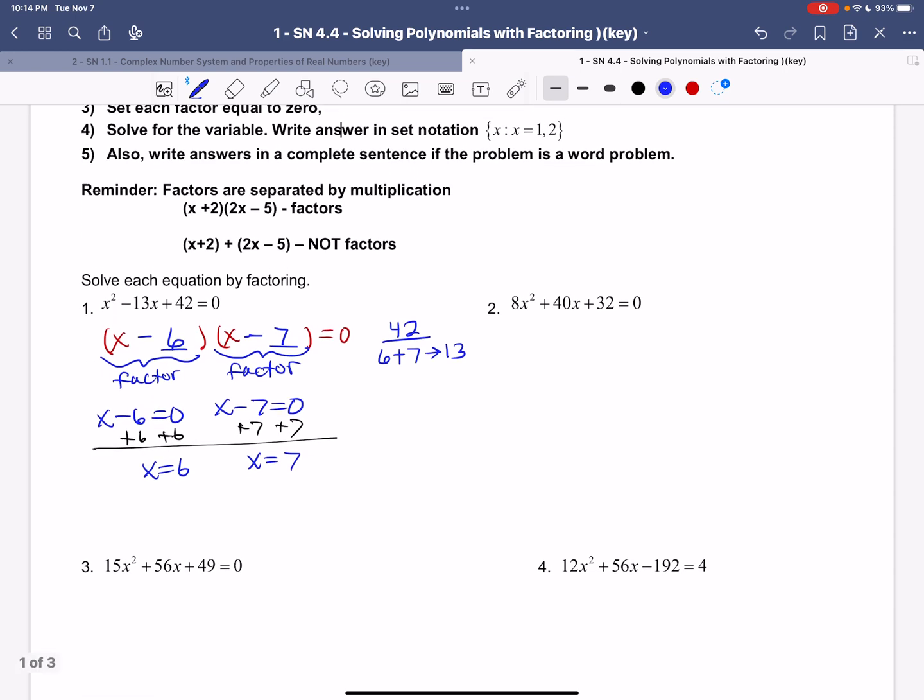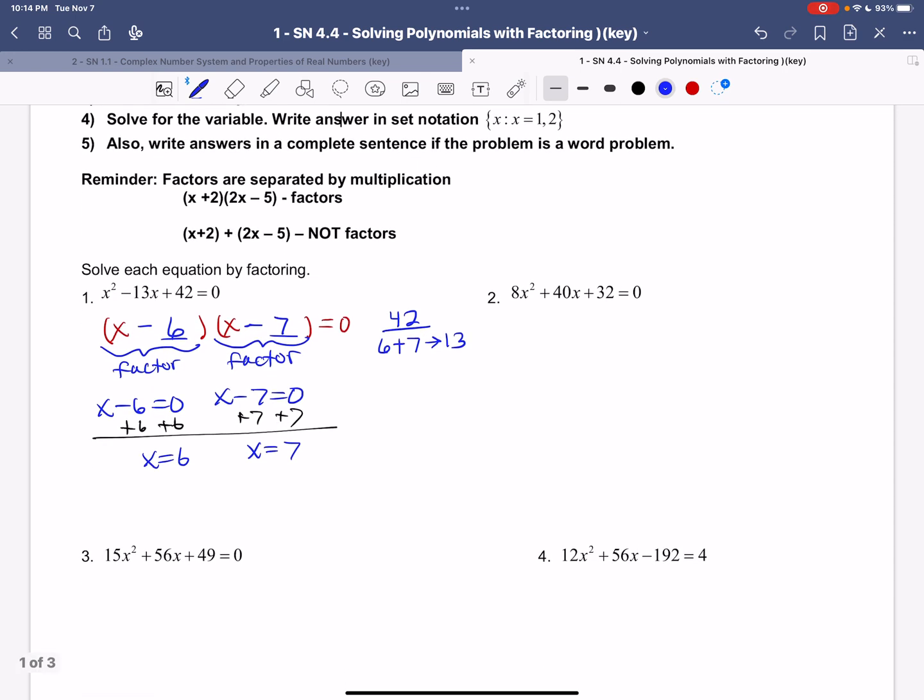And then we are going to step 4, that's to solve. Okay, and then we're also going to write the answer in set notation. So we're going to say x such that x is an element of {6, 7}. We're putting 6 first because these go in ascending order, so smallest number first.